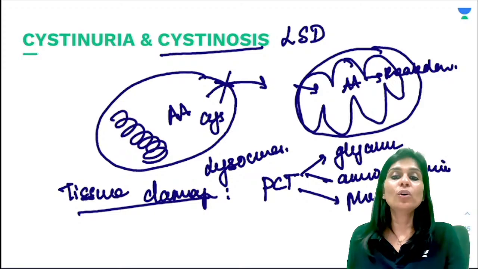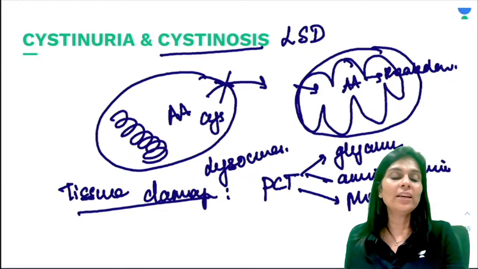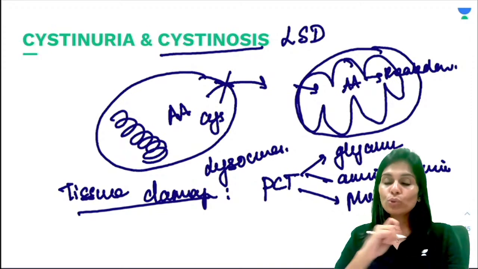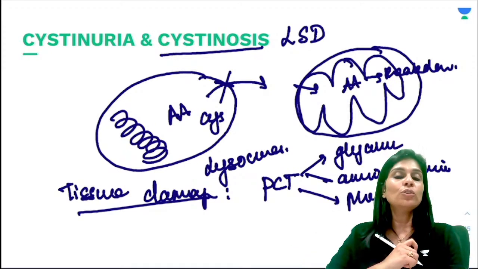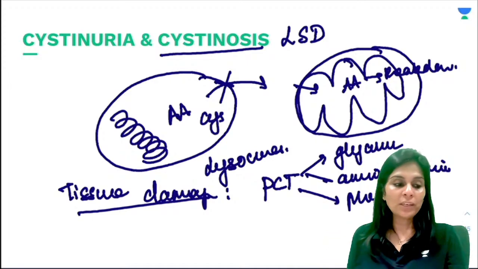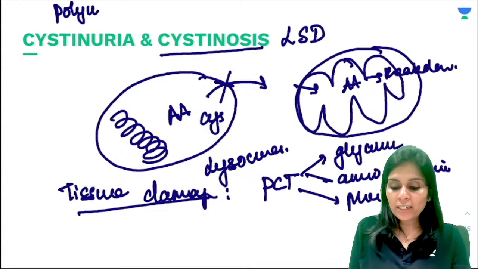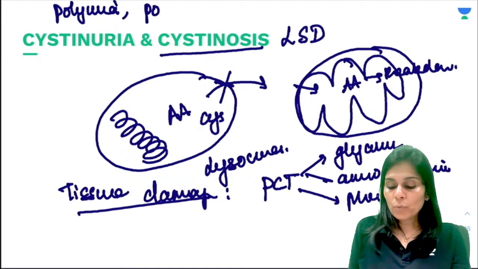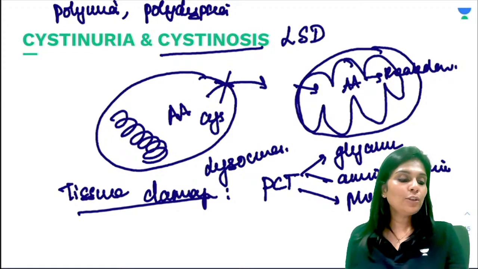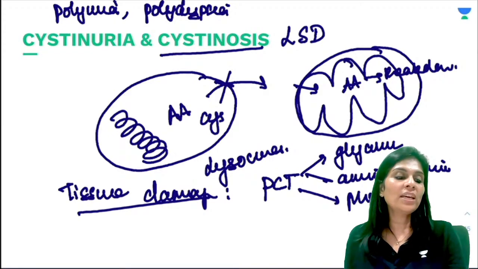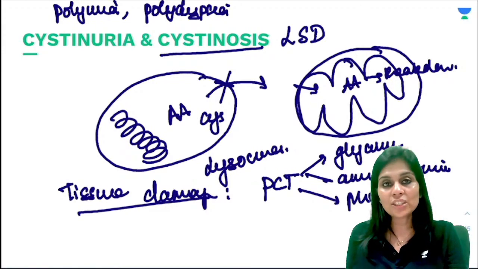Because only when solutes get reabsorbed, along with that water also gets reabsorbed. In this case, because no solute gets reabsorbed, water is also not reabsorbed. So what will it present as? It will present as polyuria and polydipsia. So all of you tell me, what will be the presenting feature of cystinosis? Cystinosis will not present as renal stone. It will present as polyuria, polydipsia, short stature.